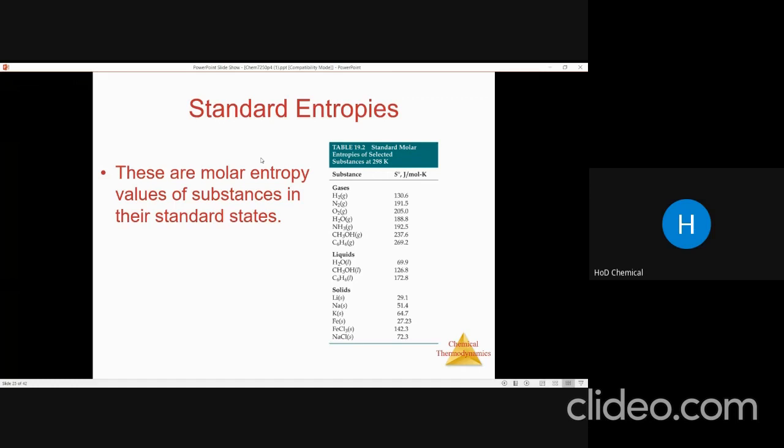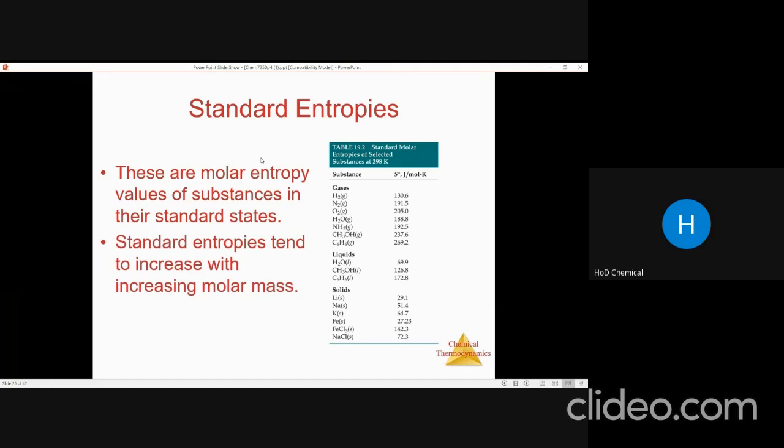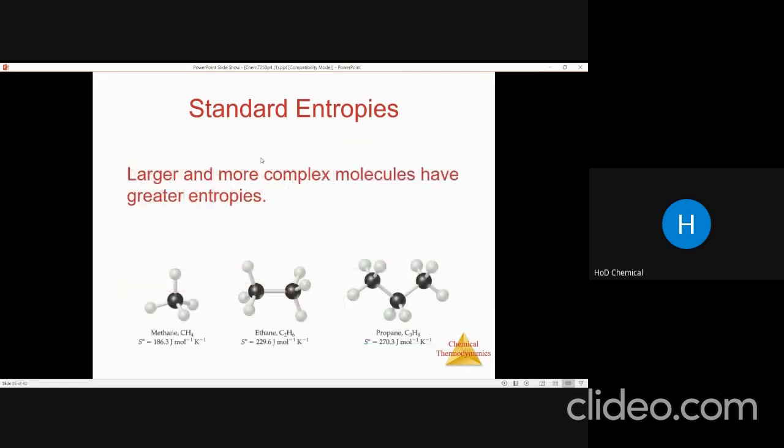Solids include Li, Na, K, C, iron, and ionic solids such as sodium chloride, with values like 29.1, 51.4, 64.7, 27.23, 142.3, and 72.2. These are the standard entropy values. The standard entropies tend to increase with molar mass.